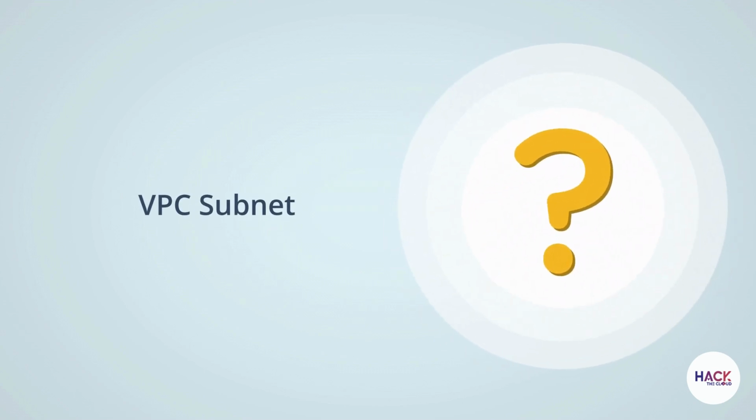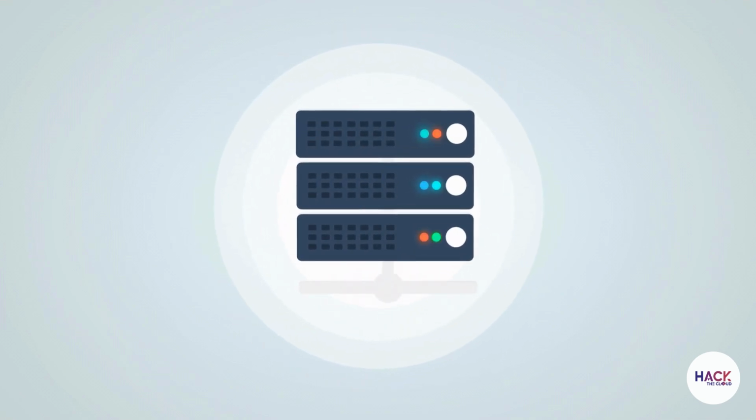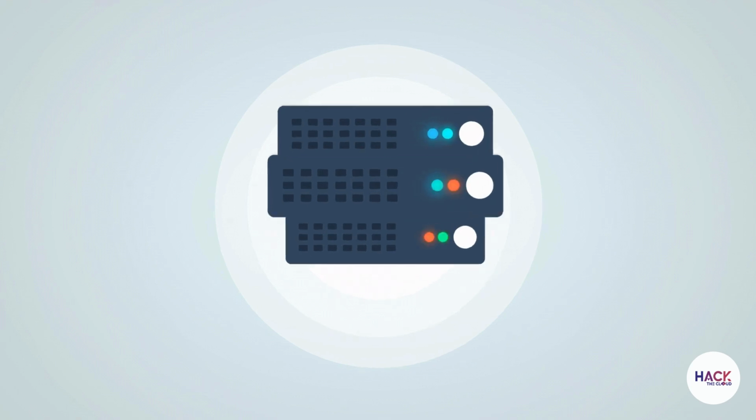VPC subnets, the neighborhood block party. Speaking of subnets, these are the regional hangouts within your VPC. Each subnet is assigned a unique IP address range, like giving each house its own mailbox number. You wouldn't want your mail ending up at the wrong cloud house, would you?